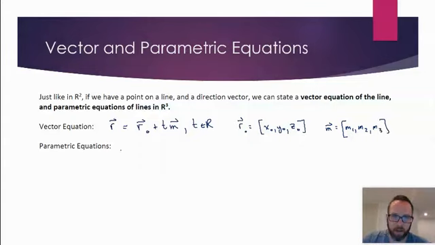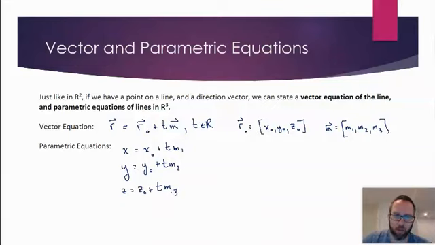If we take the vector equation and break it up into components, x will be x naught plus t times m1. We do the same thing for y and z: y equals y naught plus t m2, and z equals z naught plus t times m3. And we now have a natural extension of the equation of a line to R3.